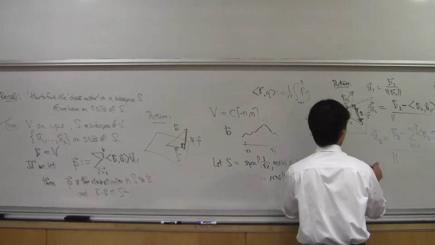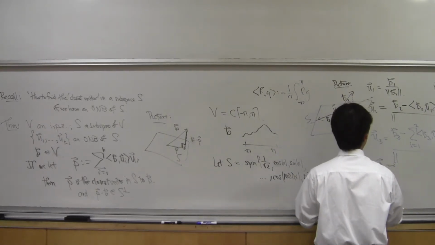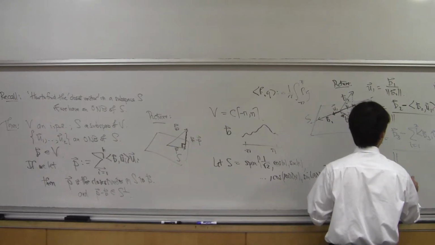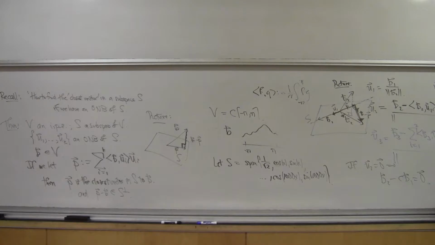So this is the only thing I slid over. If U2 were zero, then B2 minus some multiple of B1 would be the zero vector. But then they would be dependent. You'd have a non-trivial combination of them that gave you the zero vector. But they were a basis, so that can't happen. Okay.